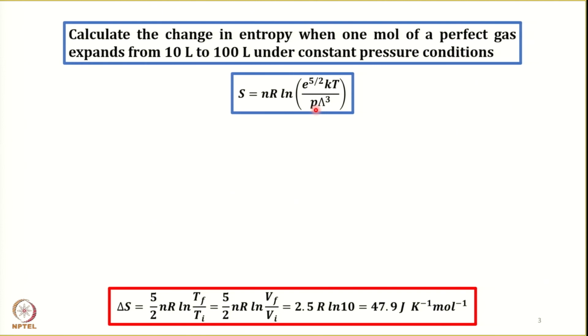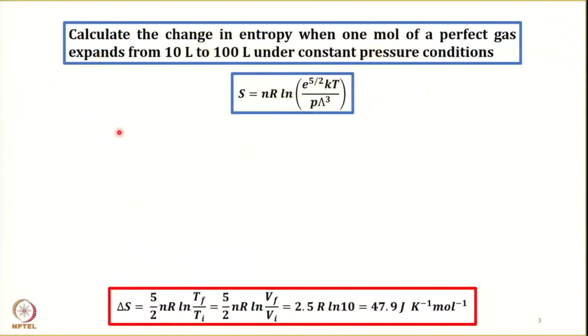It says constant pressure condition. It does not specify temperature, which means temperature can vary. How do we incorporate that variation of temperature? Let us see. We have the thermal wavelength, lambda, which is equal to (beta h square over 2 pi m) raised to the power 1 by 2, which is equal to h over (2 pi m kT) whole square root.